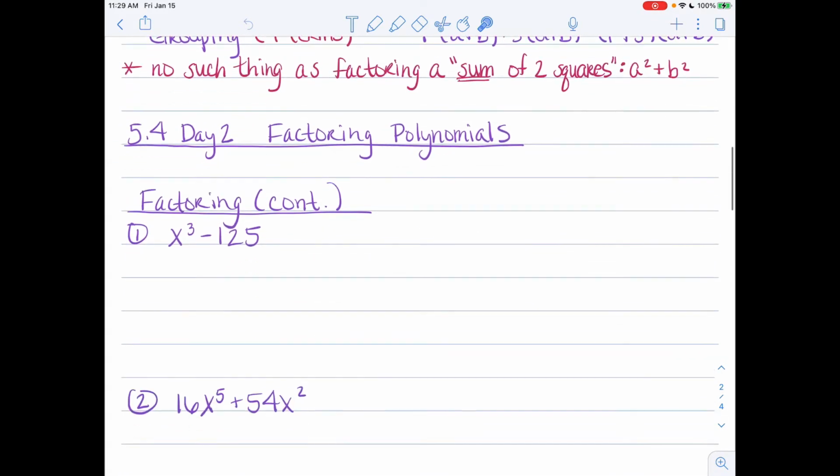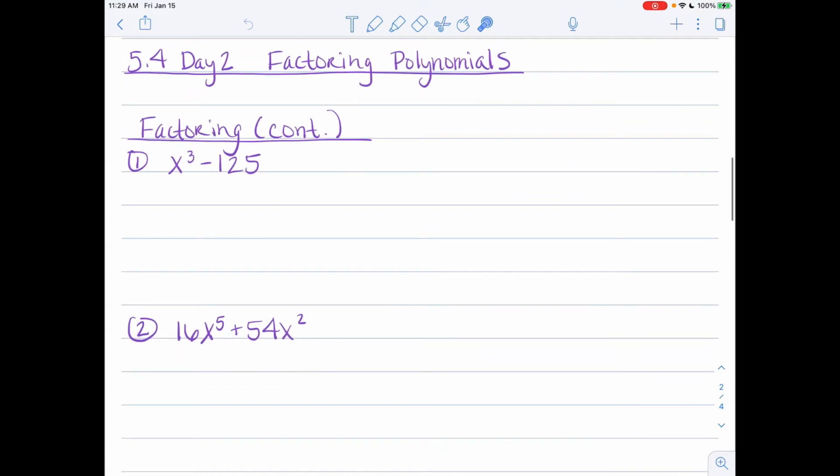So let's go ahead and get into our first example. We have x cubed minus 125. And we want to check and see if there's a GCF, and I don't see one. So let's go ahead and take a look at this a little bit closer. I see that I have an x cubed here. So I'm going to be looking for something that has to do with cubes. I also notice that I have 2 terms here. And 125, there's something special about that number.